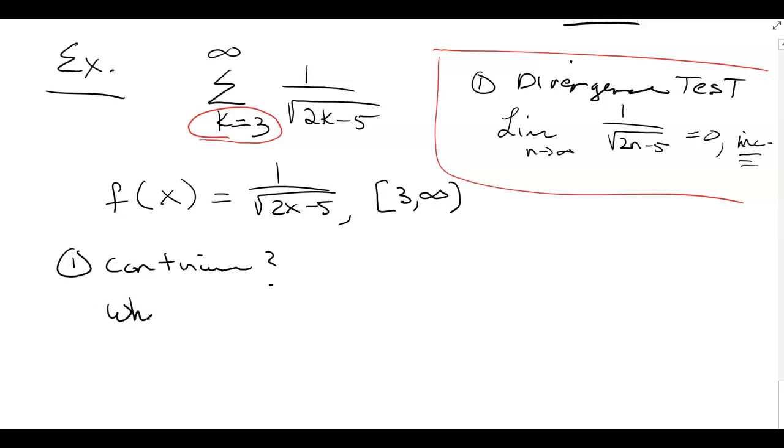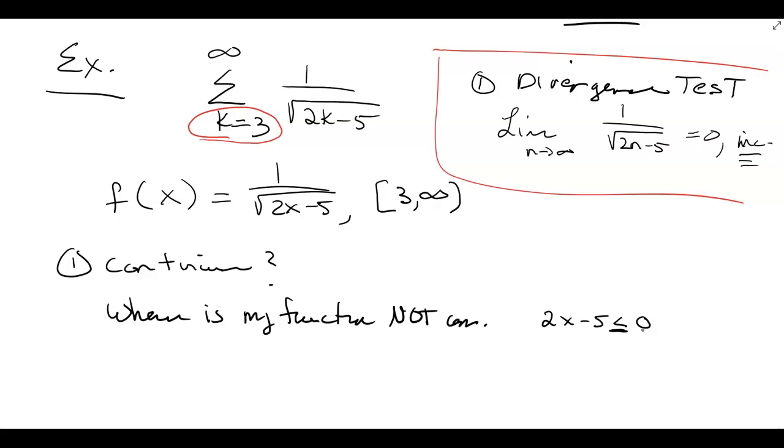So, where is my function not continuous? Well, I have a rational expression in 2x minus 5, right? But it's under a radical. So that value can't be negative. If that value is less than 0, it's not continuous. But here's the thing. It's also in a denominator. So not only can't it be less than 0, it can't be equal to 0. Because if 2x minus 5 is less than or equal to 0, I don't have a continuous function.